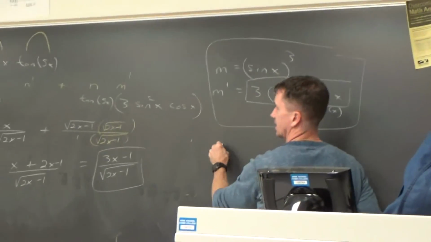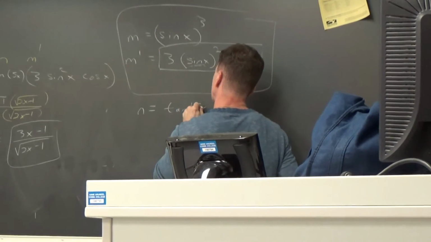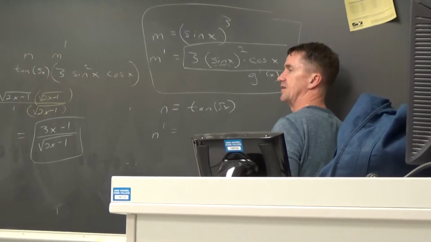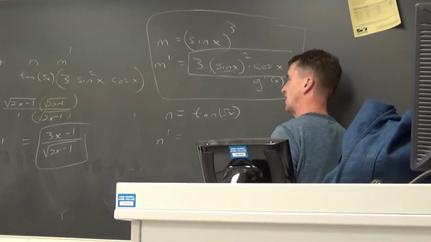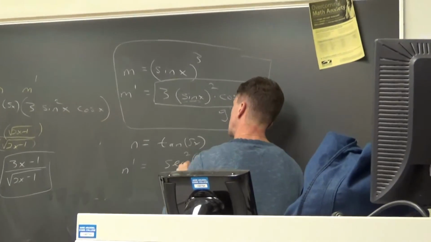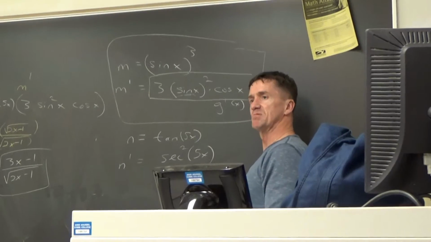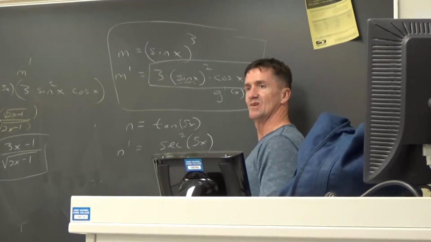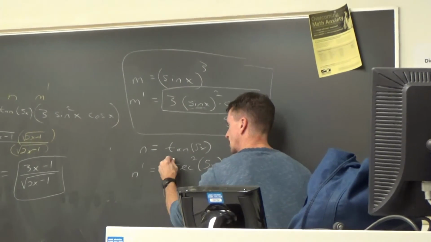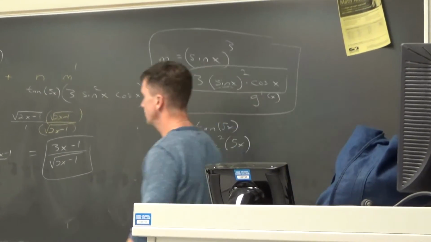Let's take care of the other one. Oh, this is going to be a lot easier. But it is chain rule. Now by chain rule, we know the derivative of tangent of x is secant squared of x. So this will be secant squared of 5x times your g prime. Everyone hear that? G prime is 5, and I like to put it in front like you do. Problem done?